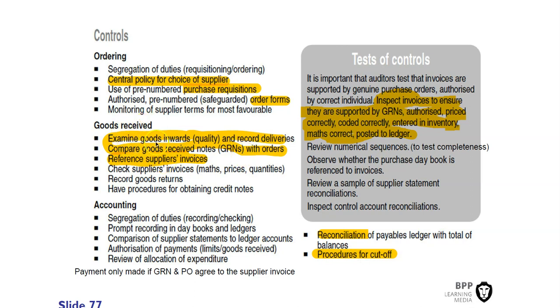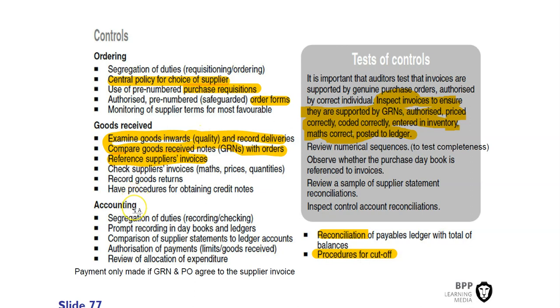Goods received department, the main controls there are to examine the quality, compare the goods received note with the purchase order and the supplier invoice. So the auditor would look for evidence that the check was done. On the goods received note, there should be some signature to say that this check was done. And also look at the level of returns by the client. If there's high levels of returns, it might indicate that this quality control check wasn't being done.